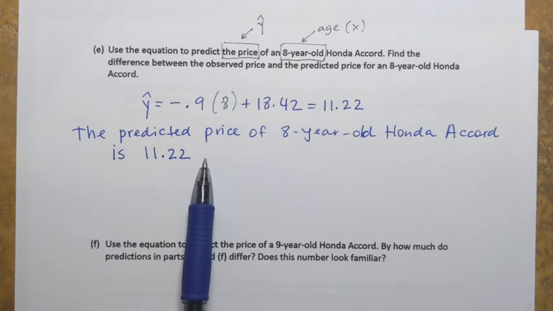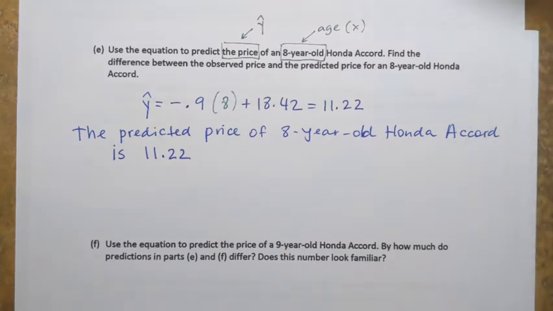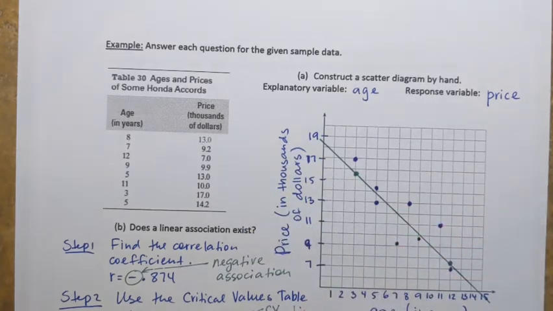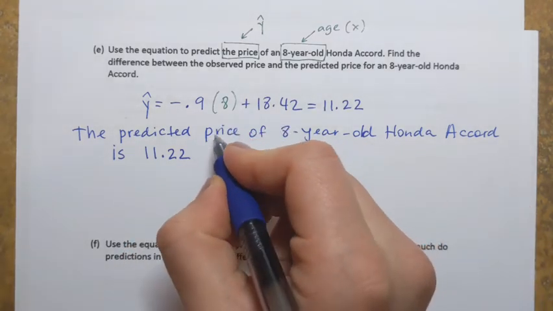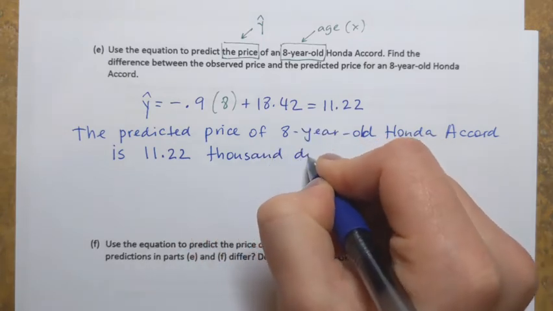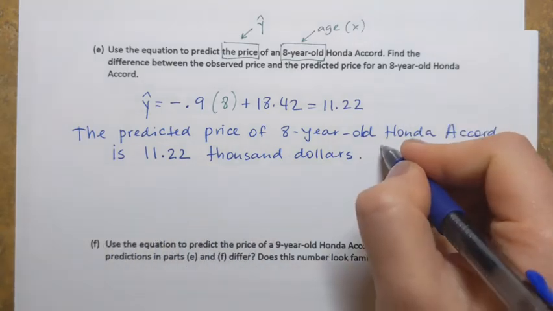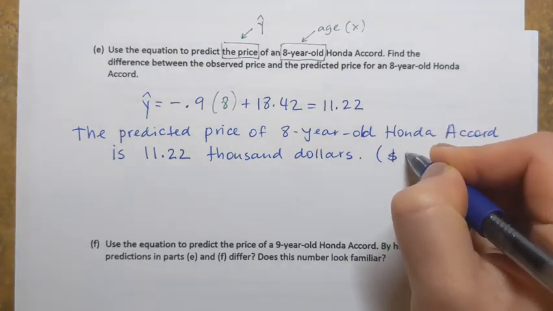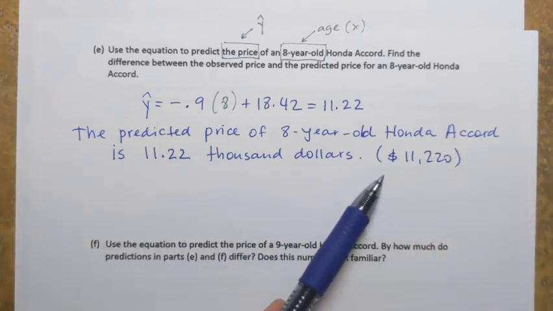But I also need to write down the units. Here I have to be careful and remember the units for the variable. I can refer again to the table, and remember that price is given in thousands of dollars. So that is $11.22 thousand, not just $11, right? That would not make sense. So $1,000. Usually we don't say it like that, so I'm going to write in parentheses the standard form of that number: $11,220. Okay, so we answered the first part.